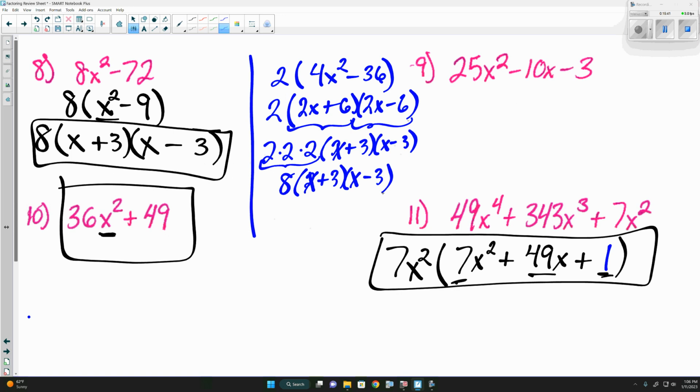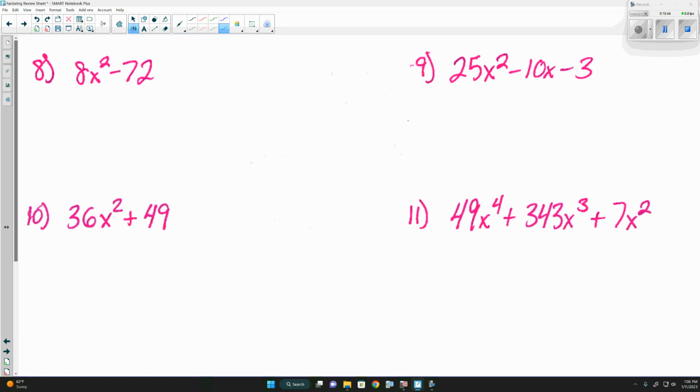Why don't we look at it? 25x squared minus 10x minus 3. Is there a greatest common factor? No. Two sets of parentheses with 3 spaces. Now we need to find our signs. Since the third term is negative, our signs are opposite. Yep, plus and minus. If the third term had been positive, the signs are the same and they match the sign of the middle term.